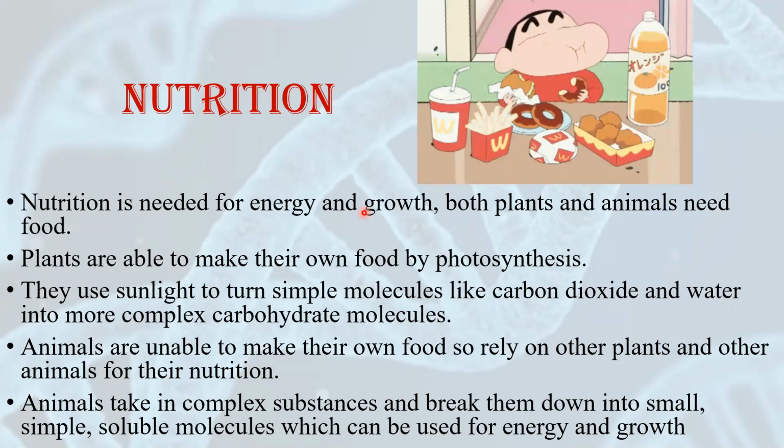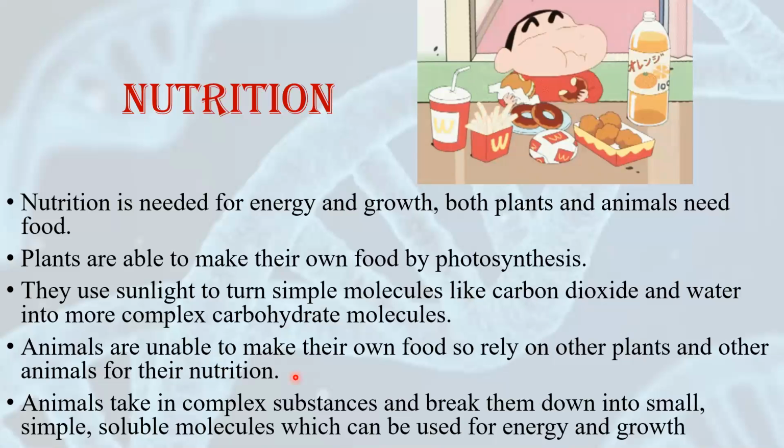Both plants and animals need food. Now there's one difference here. Plants are able to make their own food by a process which is called photosynthesis. They use sunlight and turn simple molecules like carbon dioxide and water into more complex carbohydrate molecules. Whereas animals are unable to make their own food. So they rely on other plants and other animals for their nutrition.